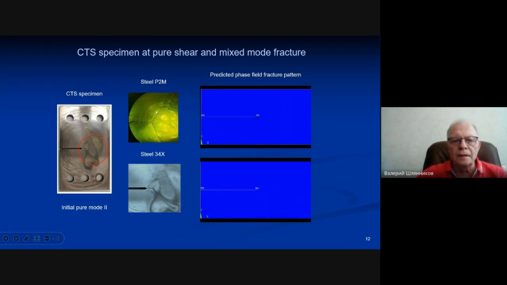You can see that in the case of ductile steel, we have two branching cracks, but for the same loading conditions and the same boundary conditions, we have only one kinking crack in high strength steels. Based on these results, it can be concluded that the crack path and the corresponding phase field fracture pattern depend on the plastic properties of the materials.